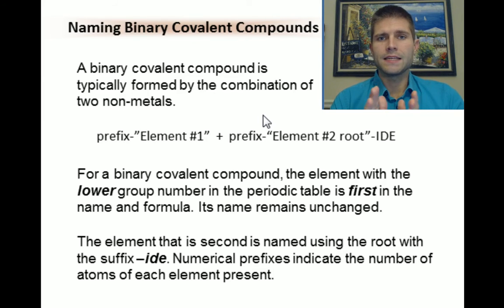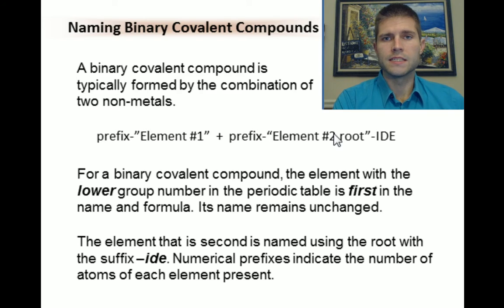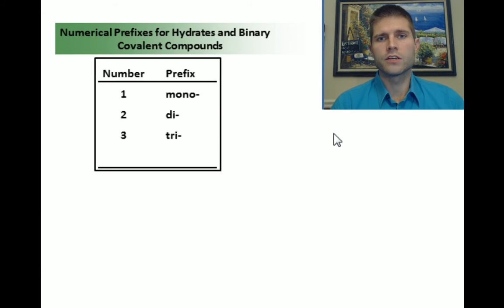So then the secondary element, we drop the ending of it and we add "ide." It's very similar to that ionic compound where you modify the ending. You're going to modify the ending of this. In this case, we do use the prefixes and we do drop off the ending of the second element. So let's do a few examples. Let's do an example and see how this is different than the ionically bonded systems and actually what those prefixes are. So here are your prefixes.